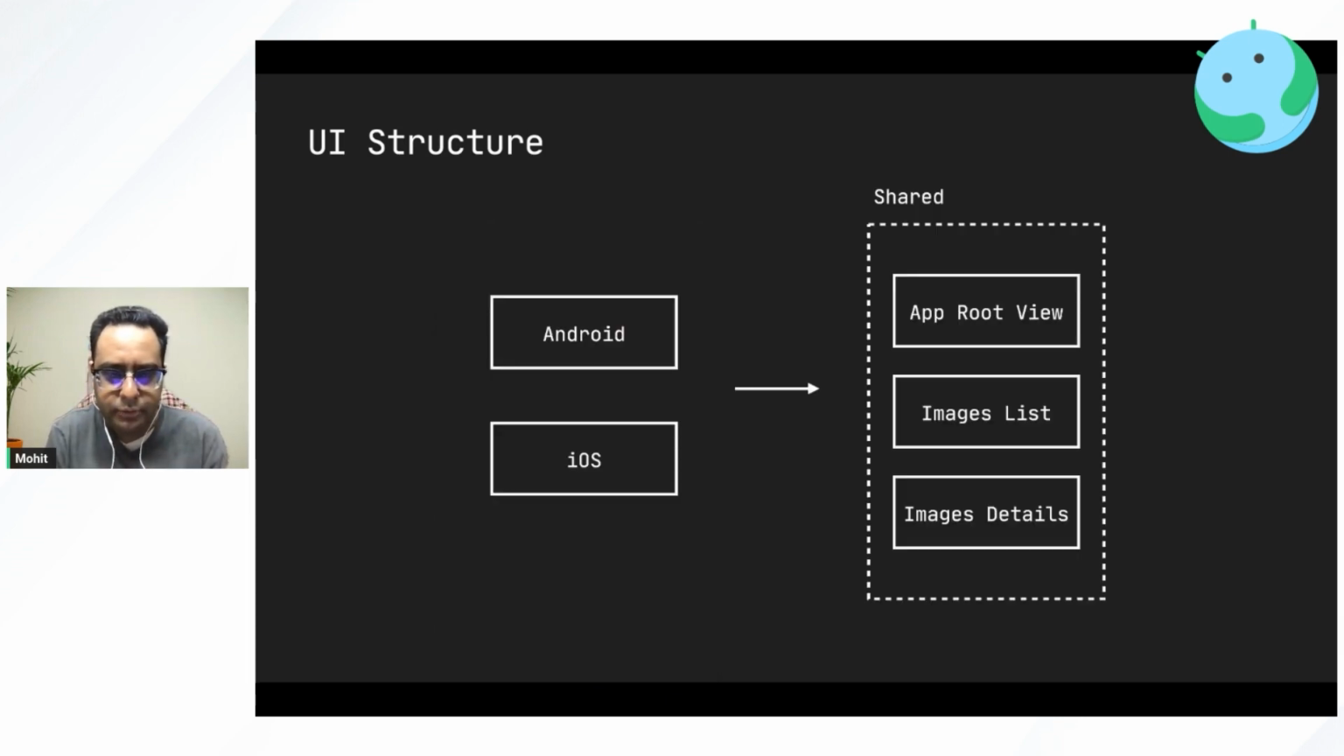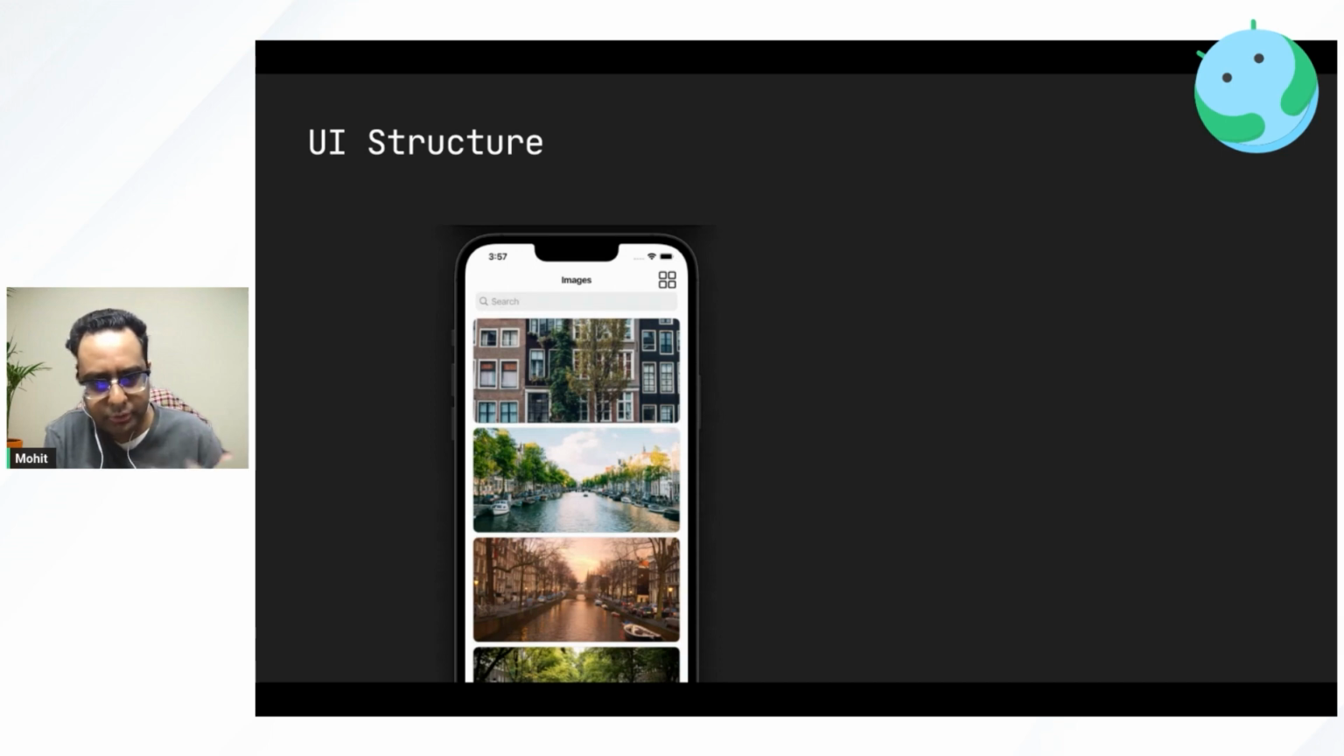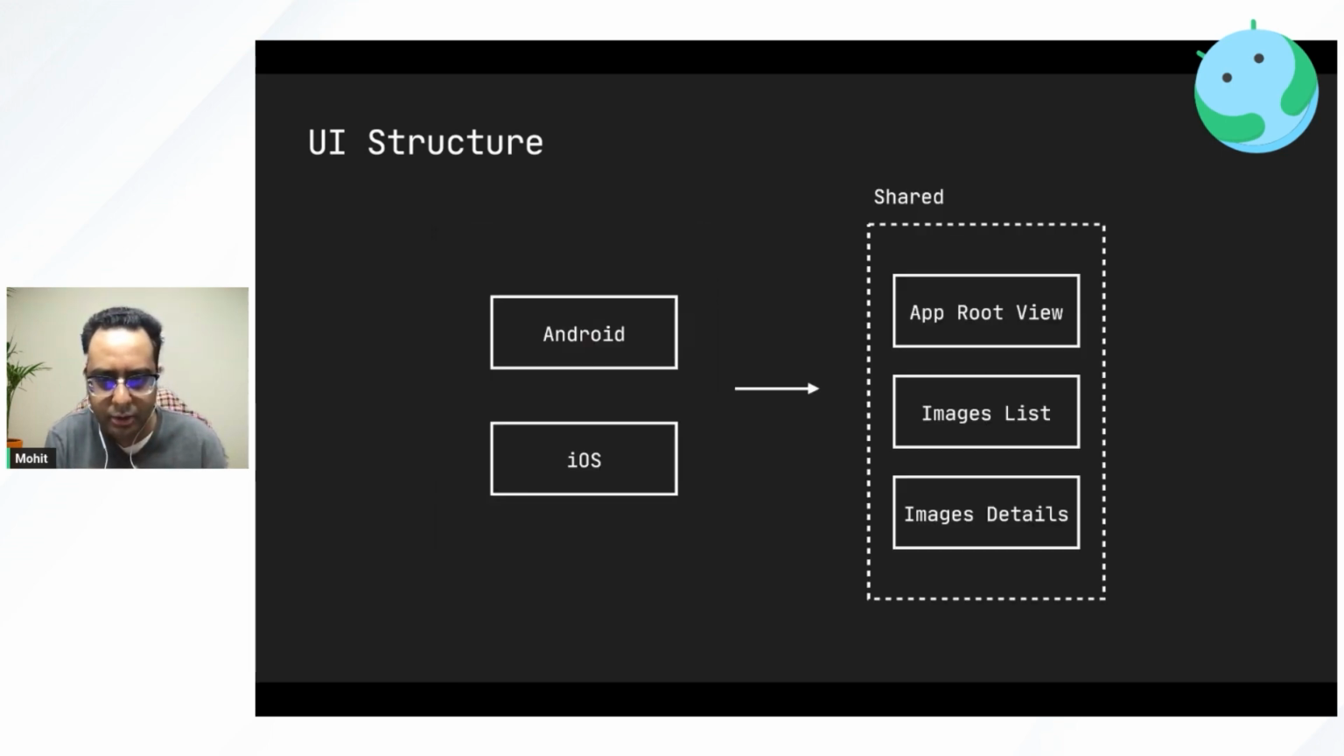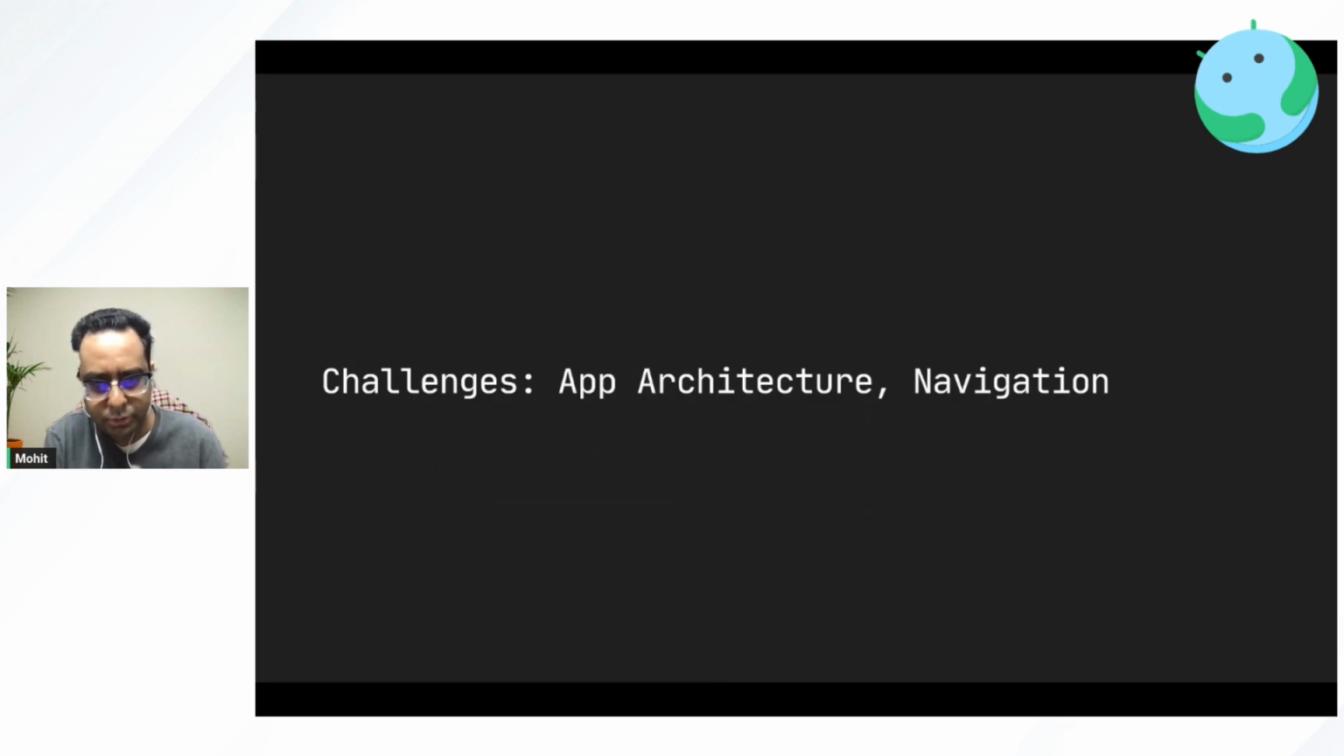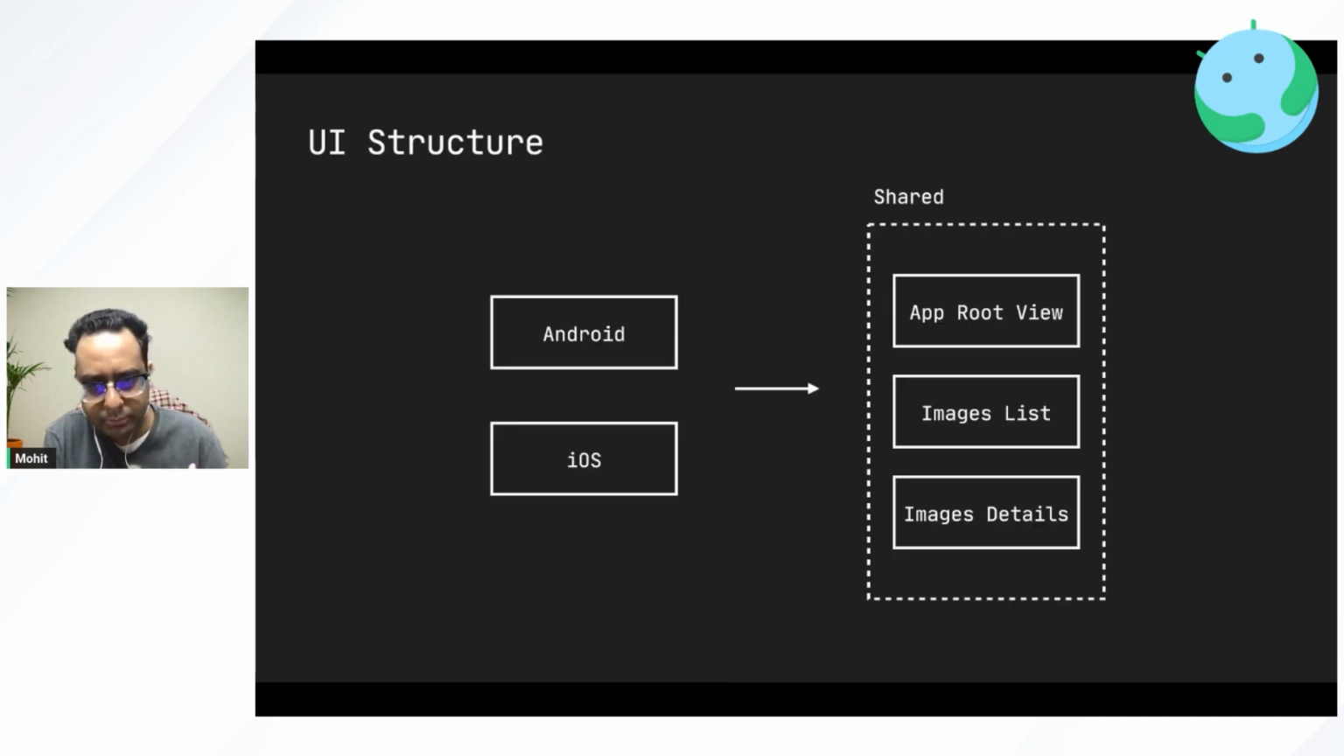And in here, when I built this images list and have the images loading, I want to be able to build a details page. What I have built so far, what I'm sharing, is this root view, which has the scaffolding.